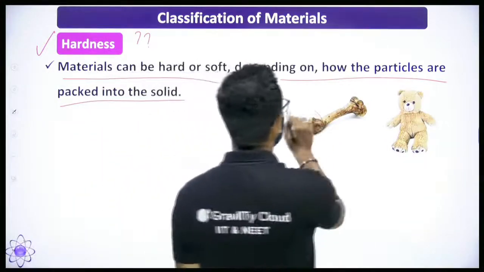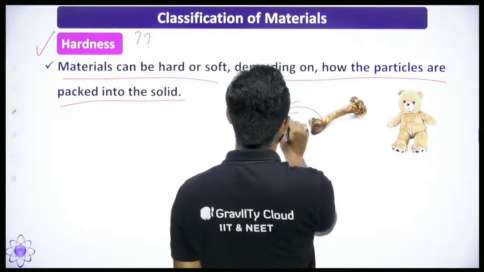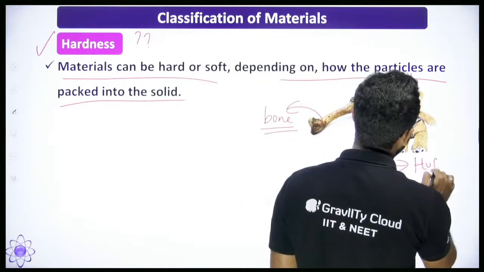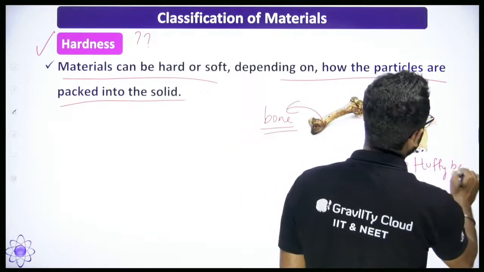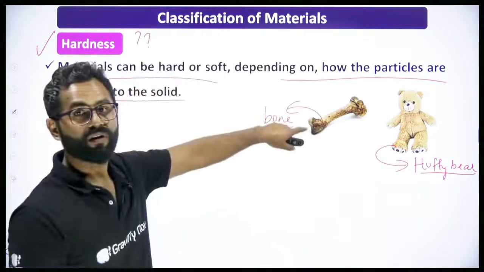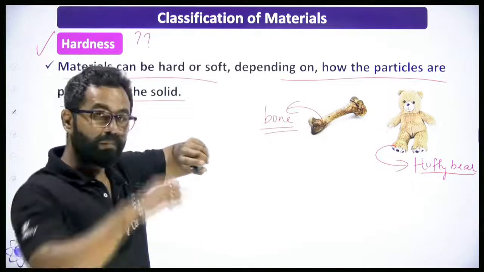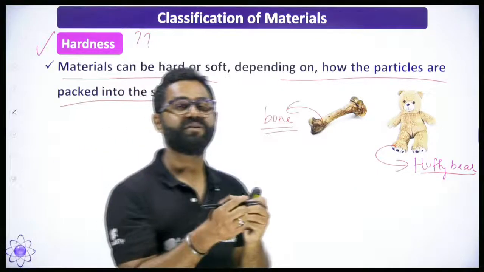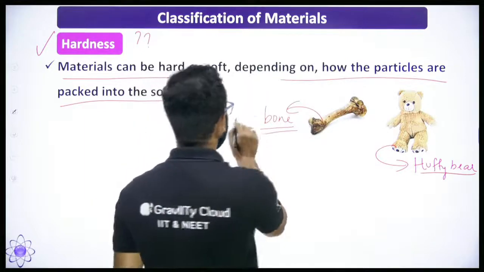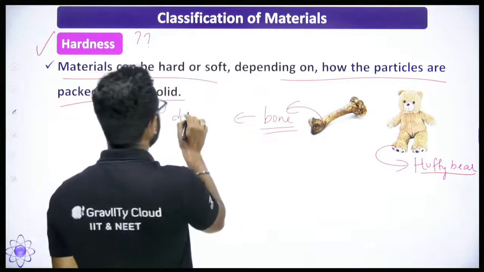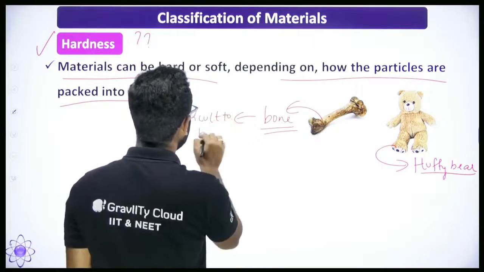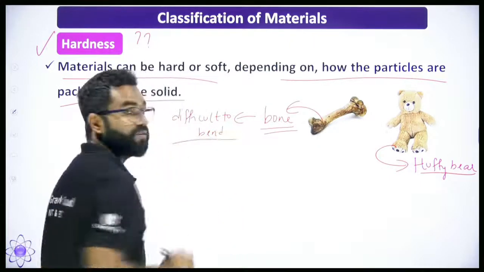This is my bone. And if you look here, this is the fluffy bear, right? This is the fluffy bear. In the case of bone, it's very hard to bend. You can't just push the bone, or we can say bend it, right? Difficult to bend. I can write that bone is difficult to bend.